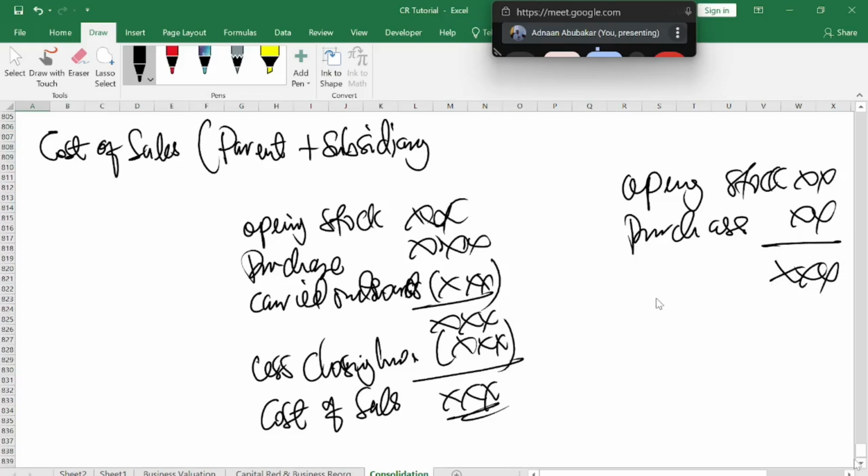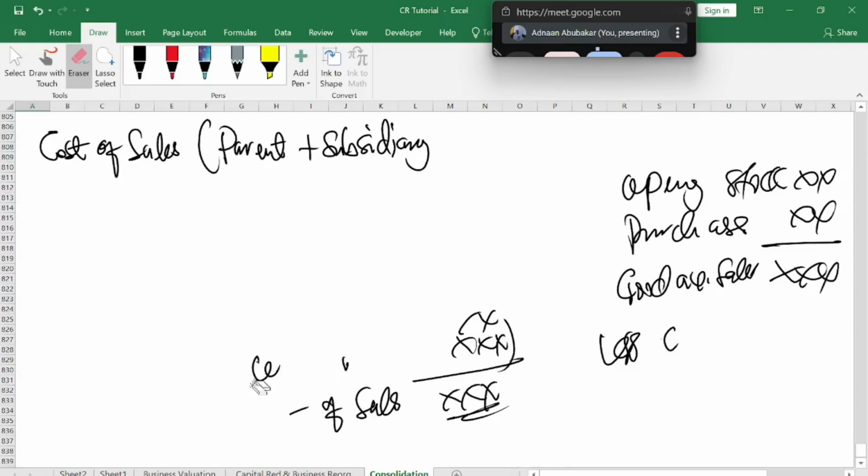Do you understand? So this is what we call goods available for sale. Now, when you less closing stock, then it becomes cost of sales. Do you understand? So that's the difference. You take note of that.